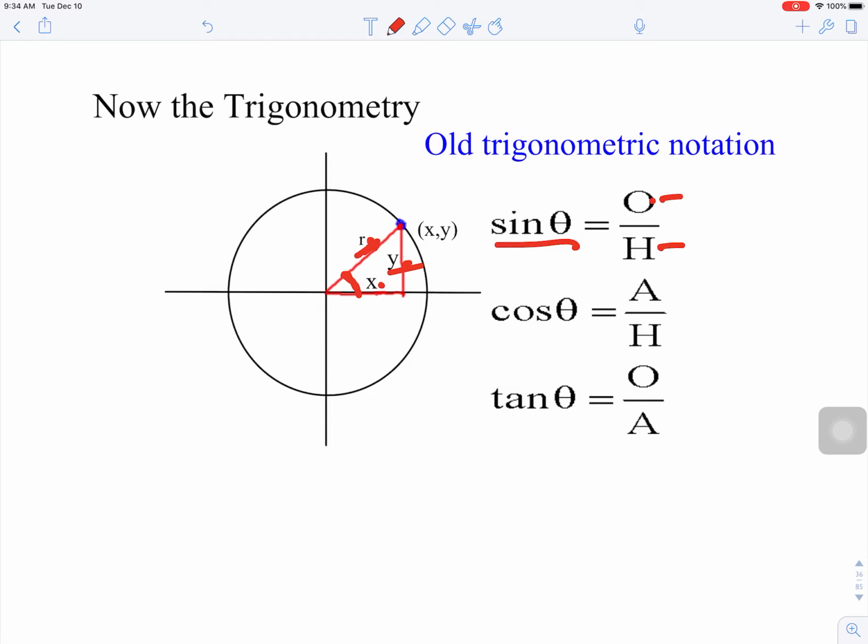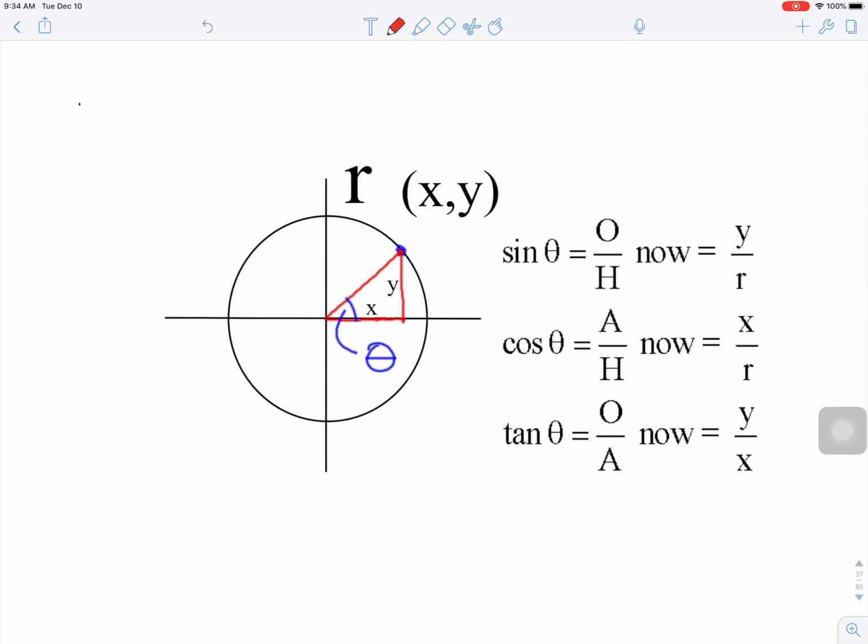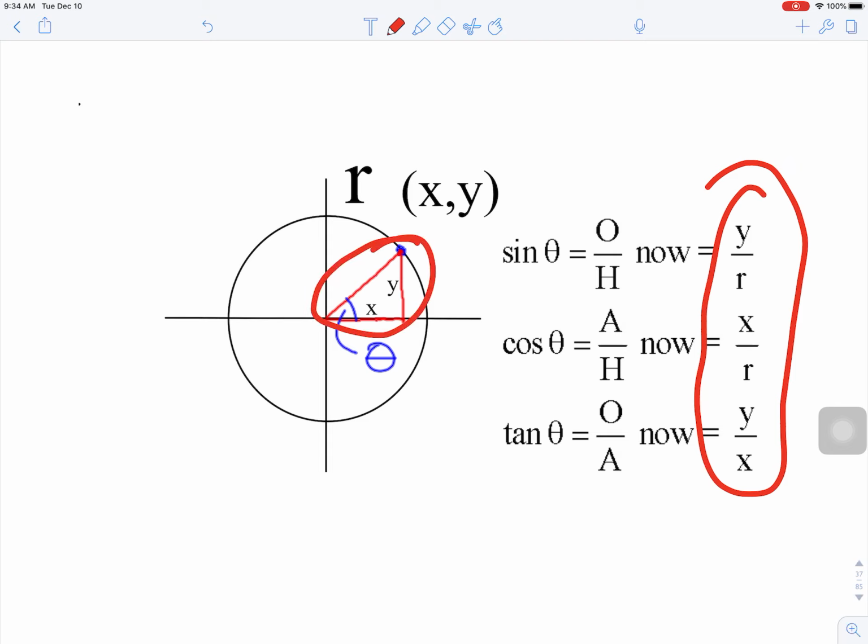So instead of calling it opposite and hypotenuse, I'm going to change the names to x, y, and r. So the old SOHCAHTOA gets translated into these values here. And the reason we do that is that it opens up some possibilities to bigger kinds of pictures, bigger triangles. It used to be that the angles we dealt with always had to be acute angles, but now you can have obtuse angles as well.